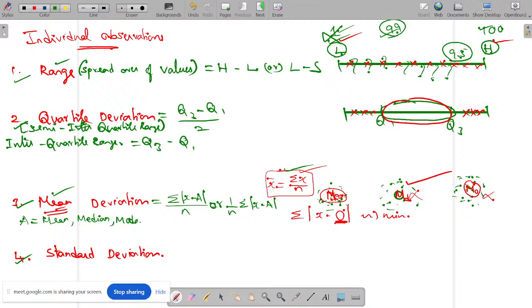Okay. If nothing is mentioned, find mean deviation, which means what? We have to use arithmetic mean only, not geometric mean or harmonic mean. We have to use arithmetic mean only. You have to be very keen on this. Okay, so that's about mean deviation.